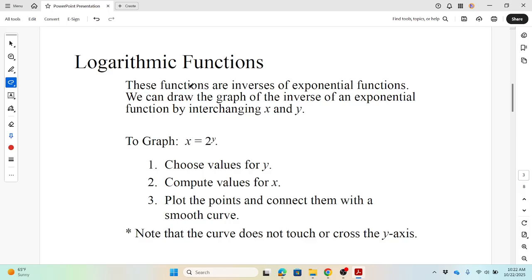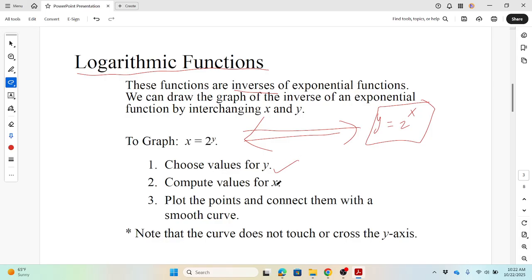So logarithmic functions are inverses of exponential functions. If you have the exponential function y equals 2 to the power x, and you want to find the inverse of this, then just change x to y and y to x. That's what happens in an inverse: you just switch the x and y coordinates. Now from this equation, choose a value for y and compute the value for x. That's how you get x and y coordinates.